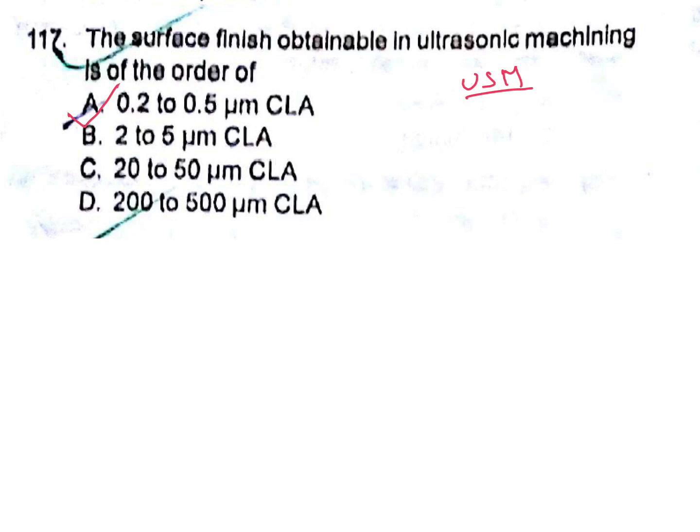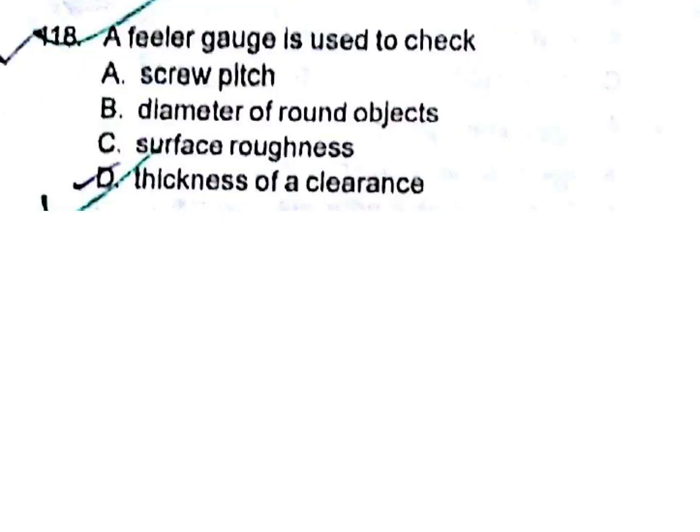This is also very important. A filler gauge is used to check: A, a screw pitch; B, diameter of a round object; C, surface roughness; D, thickness of clearance. D is our answer. Gauges are used to check only, they are not used to measure. A feeler gauge is used to check the thickness of a clearance.